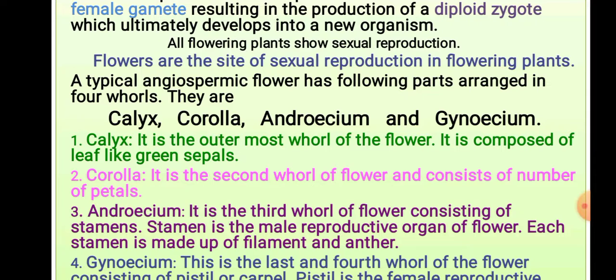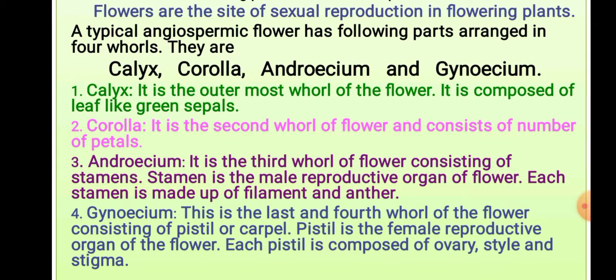Calyx is the outermost whorl of the flower. It is composed of leaf-like green sepals. Then corolla is the second whorl of the flower and consists of a number of petals. Androecium, what is it exactly? It is the third whorl of the flower consisting of stamens.